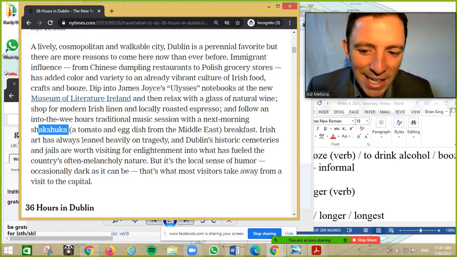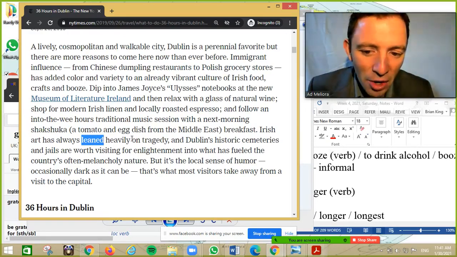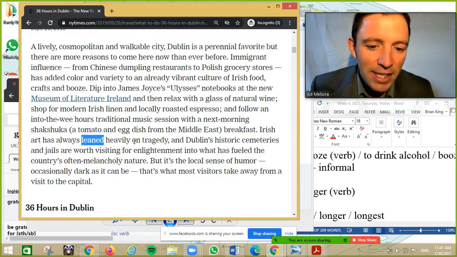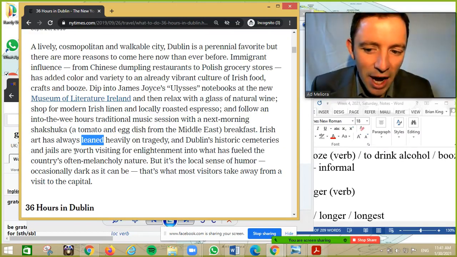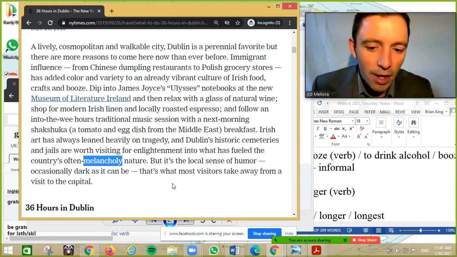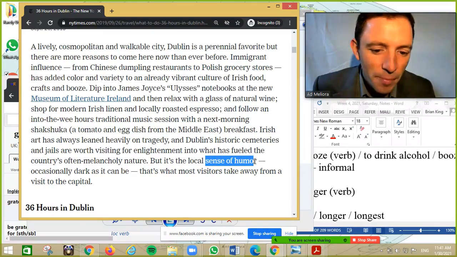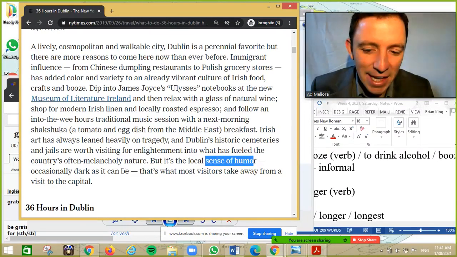Irish art has always leaned heavily on tragedy, and Dublin's historic cemeteries and jails are worth visiting for enlightenment into what has fueled the country's often melancholy nature. But it's the local sense of humour, occasionally dark as it can be, that's what most visitors take away from the visit to the capital.